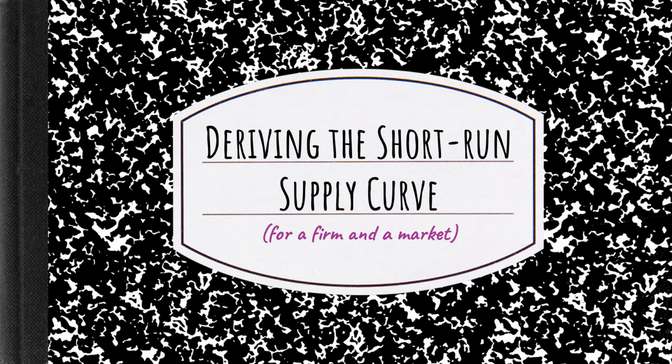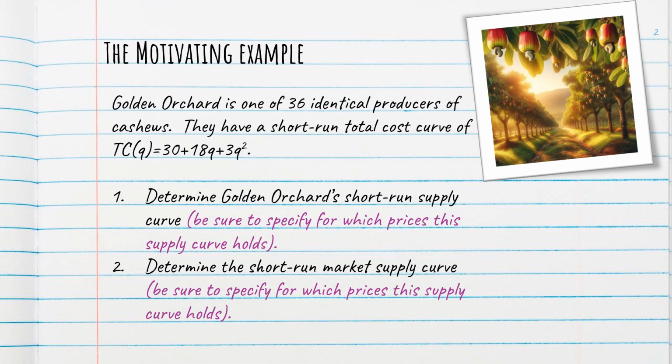In this short video, we're going to learn how to derive the short-run supply curve for both a firm and a market. Let's imagine that Golden Orchard is one of 36 identical producers of cashews.